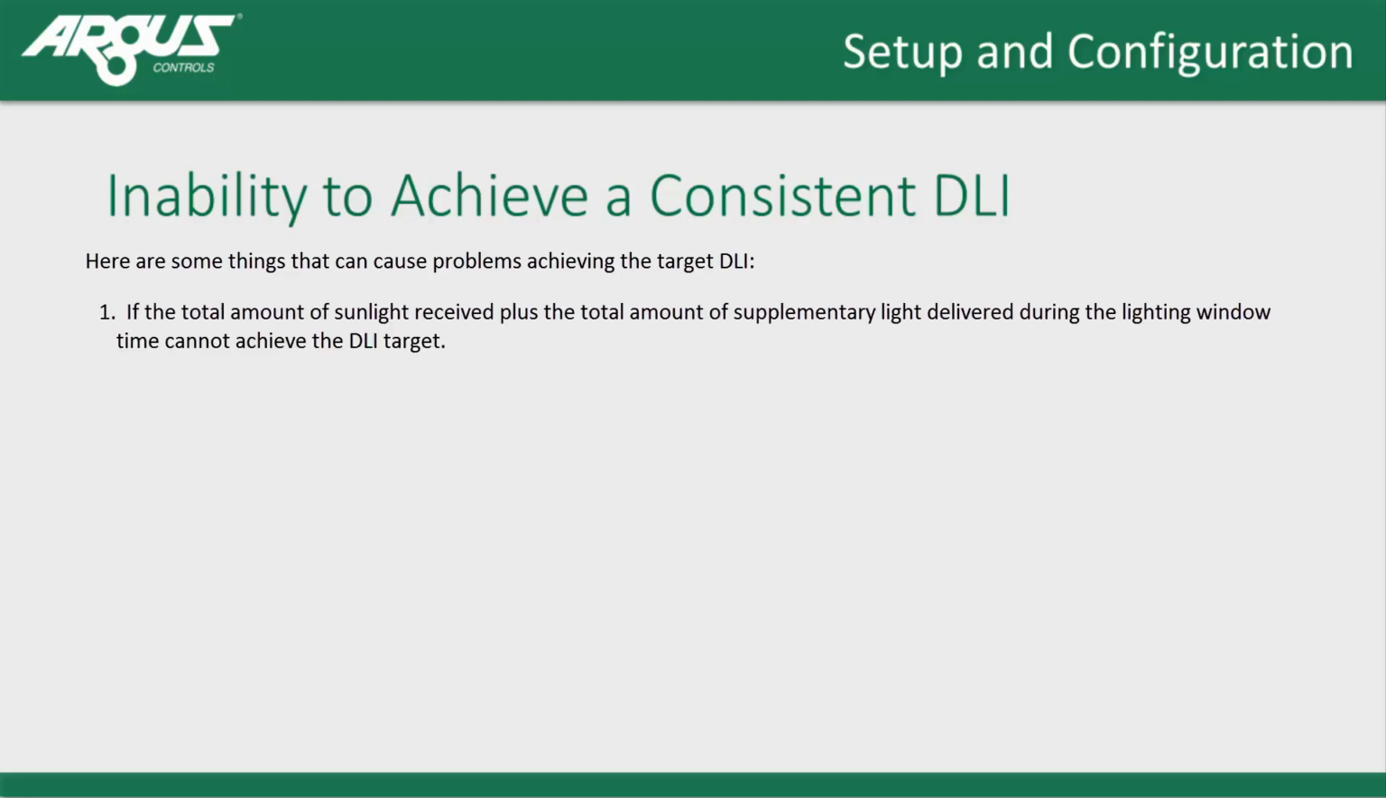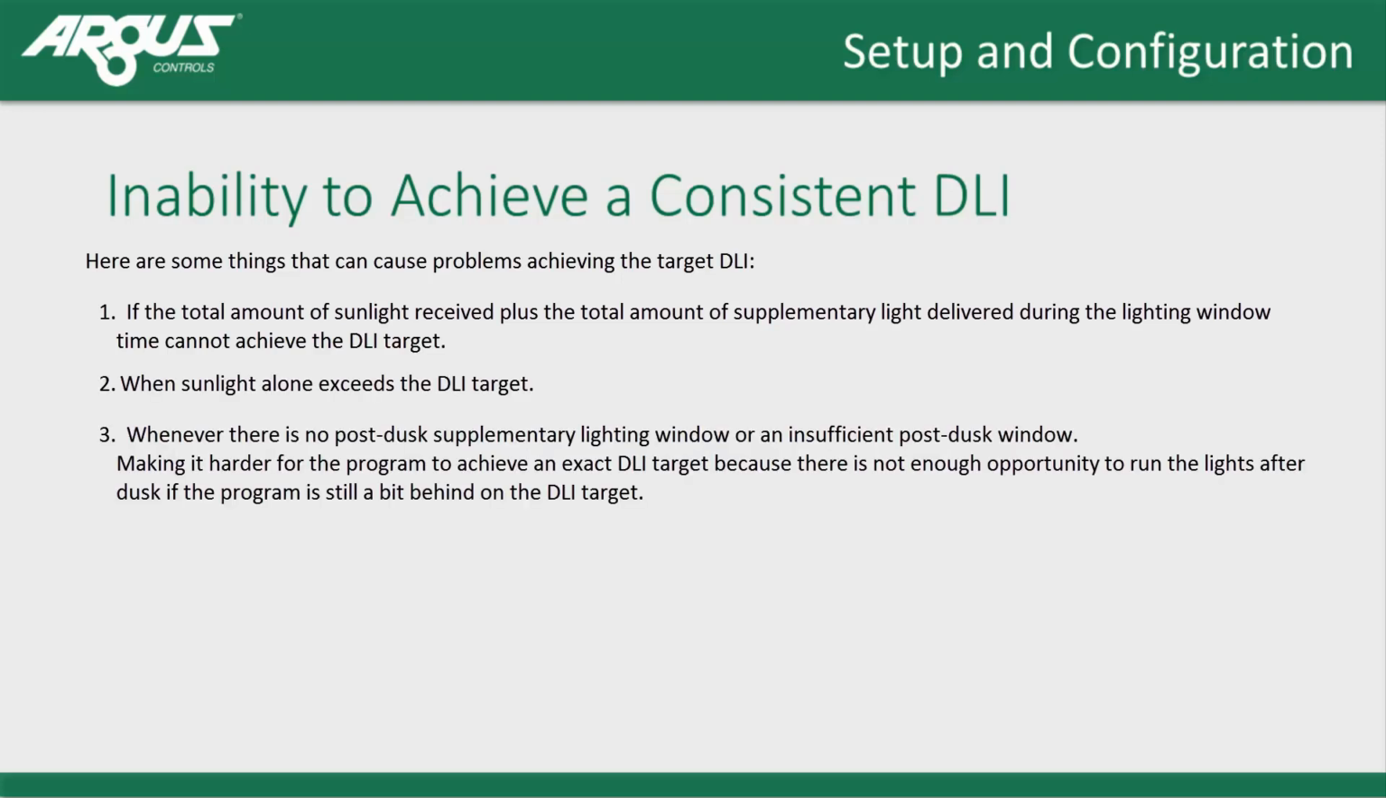If the total amount of sunlight received plus the total amount of supplementary light delivered during the lighting window time cannot achieve the target DLI. When sunlight alone exceeds the DLI target, whenever there is no post-dusk supplementary lighting window or an insufficient post-dusk window. It makes it harder for the program to achieve an exact DLI target because there's not enough opportunity to run the lights after dusk if the program is still a bit behind on the DLI target.